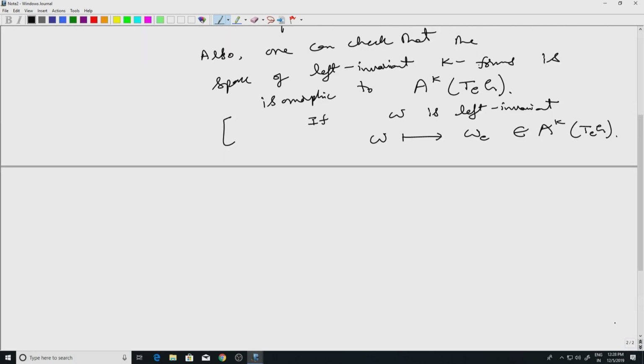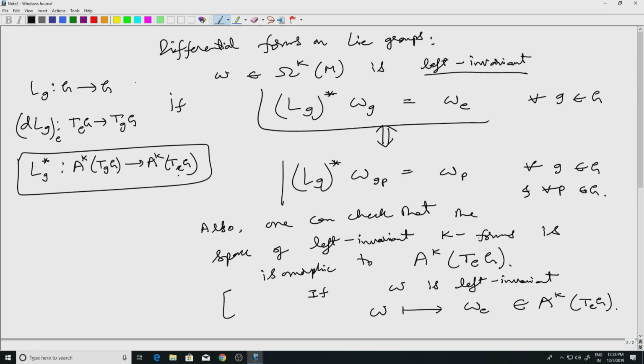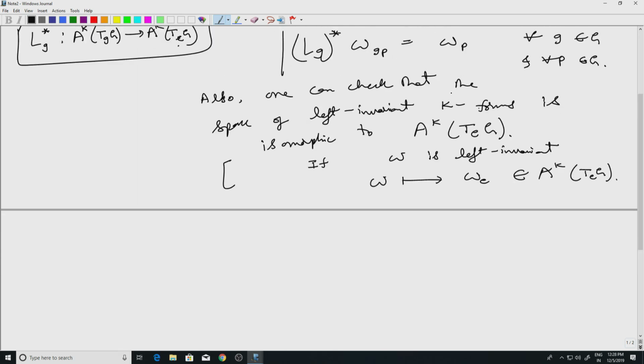And the proof is exactly like before. If you are given an element of A^k T_e G, I can obtain omega g by putting this Lg star on this side, by taking the inverse. And one can check that it's an isomorphism.